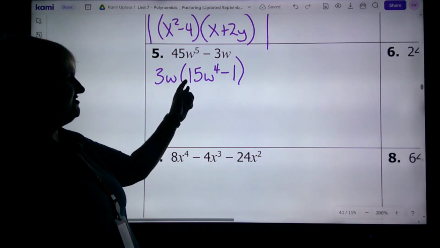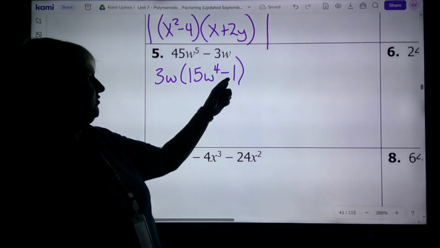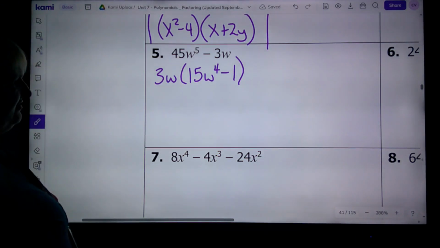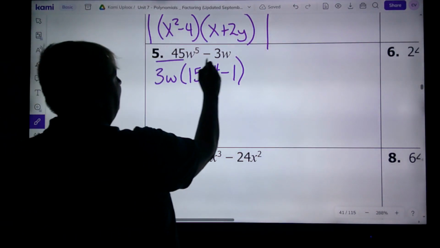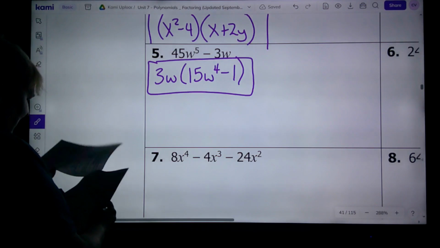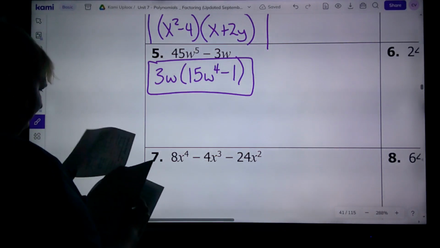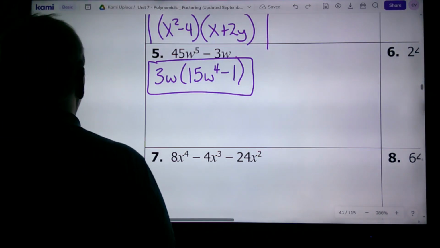Because this is not a perfect square. This would be, and this would be, but this is not a perfect square. So you can't do difference of squares. It's not a trinomial. There's not 4 terms. I think that's as far as you can go. But let me verify that before I lie to you. I don't want to lie to you again. What is this? Number 5? Yeah, that's it. We're good.